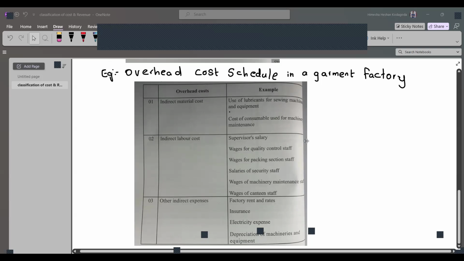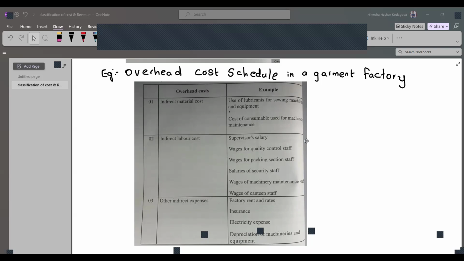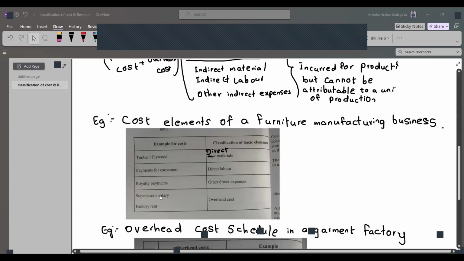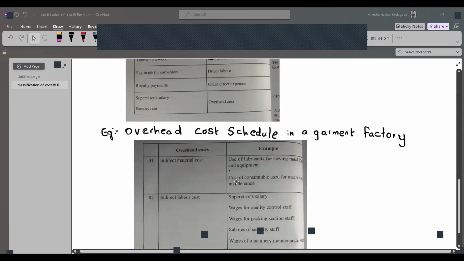Supervisor salary, wages for quality control staff, wages for packaging section staff, security staff, machine maintenance staff, wages for canteen staff. But in a garment factory, those in the sewing section and cutting section, those salaries come under direct labor. Easy, clear to you guys? Now royalty, I told you, comes under direct other.